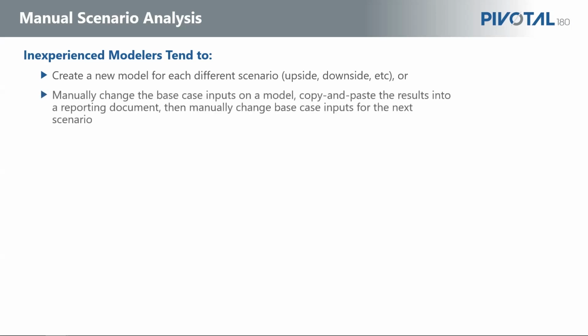Or the other way that less experienced modelers tend to approach things is they stick with a single model. They have their base case, and then when they wish to run different sensitivity cases, they manually change the inputs, write down the result, or copy and paste some section showing the results, and then they restore the numbers back to the original from the base case.